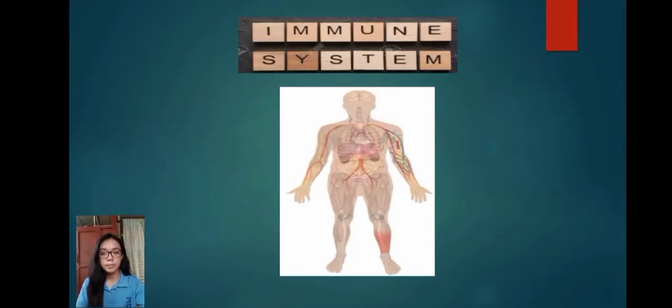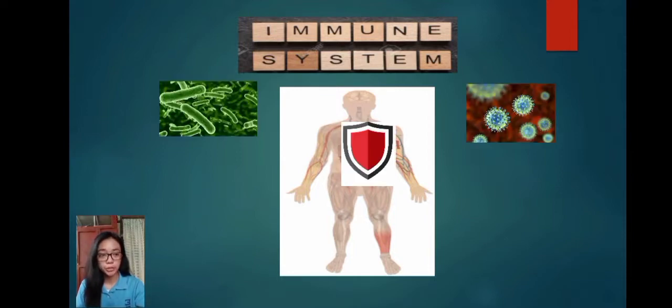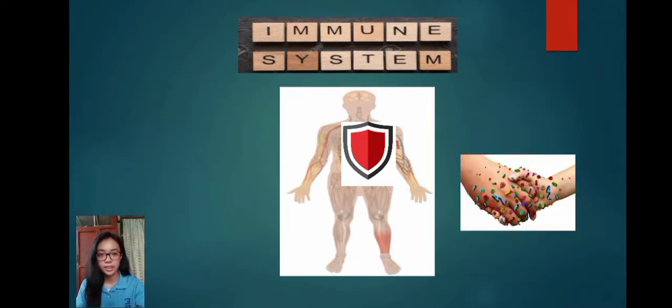The immune system is the basic defenses of our body. It is a large network of organs, white blood cells, proteins, and chemicals. This system works together to protect us from foreign invaders such as bacteria, viruses, fungi, and parasites that cause illness, infection, and disease.